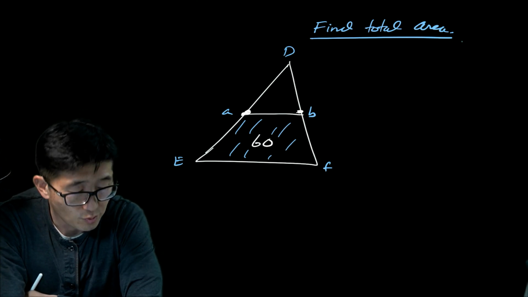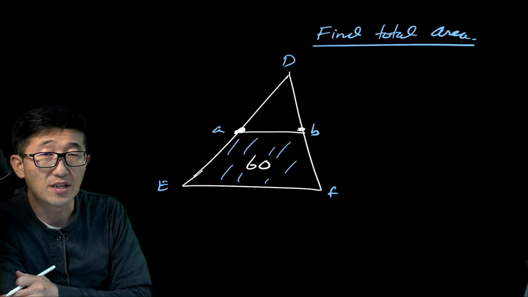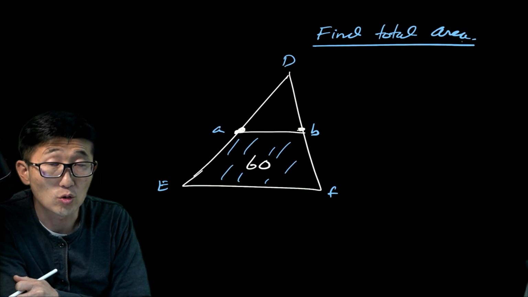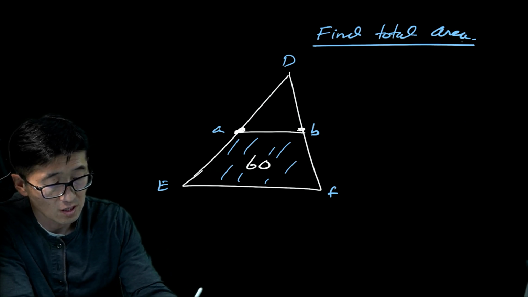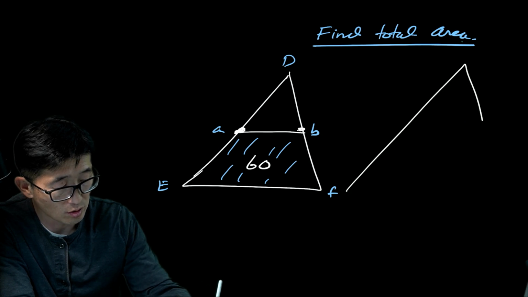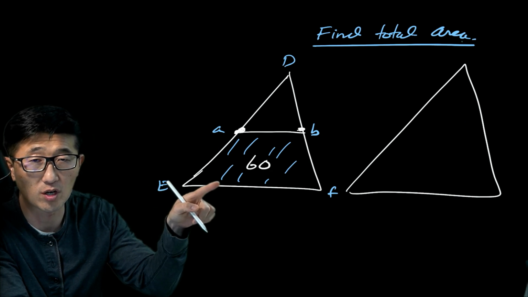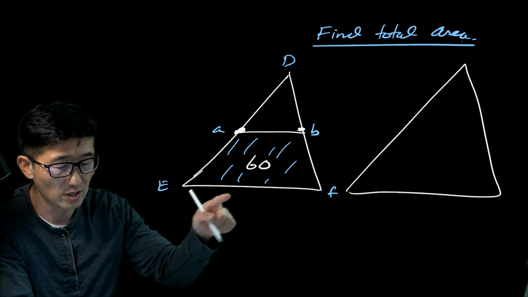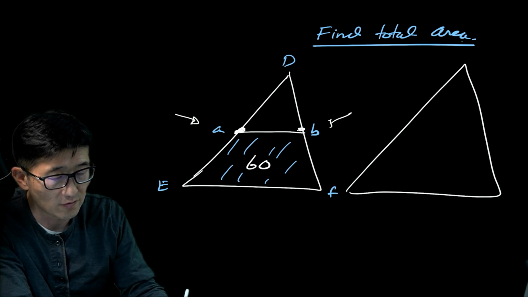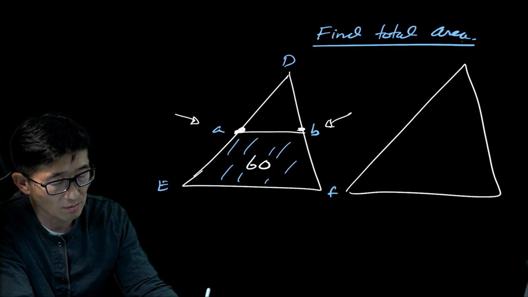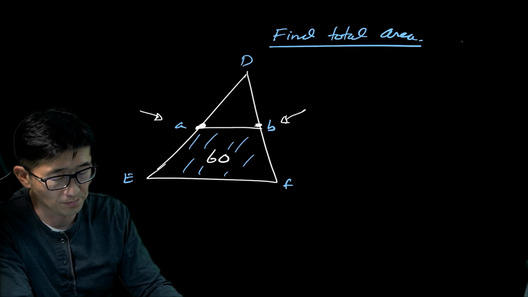All right, well, here's an SAT problem, a common SAT geometry problem. Find the total area of the whole triangle, triangle EDF. So the goal is to figure out the area of this whole triangle with this given information. They'll give you part of that segment right here as being 60, and A and B are midpoints of the two sides of the triangle. And that's all the information that they give you.